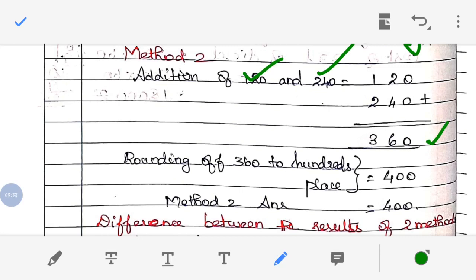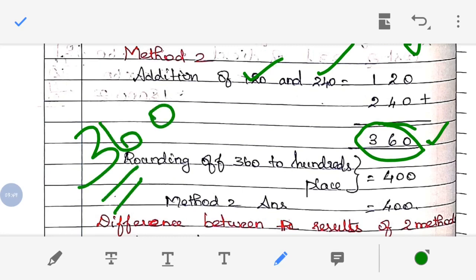So now we are going to round off this 360 to the nearest hundreds. If you round off 360 to the nearest 100, the place is 3, right? So we are going to round it off. After deciding the place, we check the digit which is present to the right of the rounded off value. Here the digit is number 6.